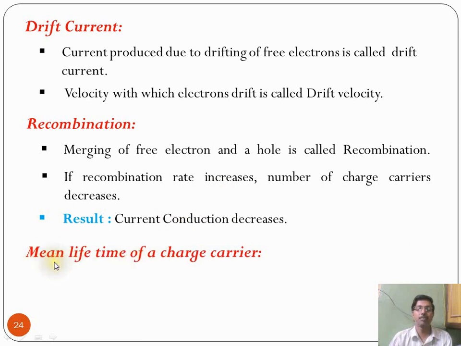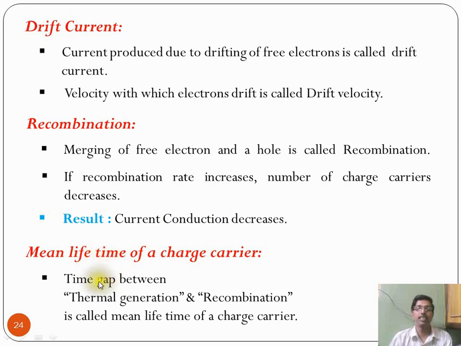Next, the next term is the mean lifetime of a charge carrier. What is the lifetime of a charge carrier in a semiconducting material? It can be defined as the time gap between a thermally generated charge carrier and the time at which the recombination takes place. Thermal generation produces a larger number of charge carriers. Recombination means a free electron combines with a hole. So the time gap between these two is called the lifetime. In between, the charge carrier lives in that material, so that is called the mean lifetime of a charge carrier.